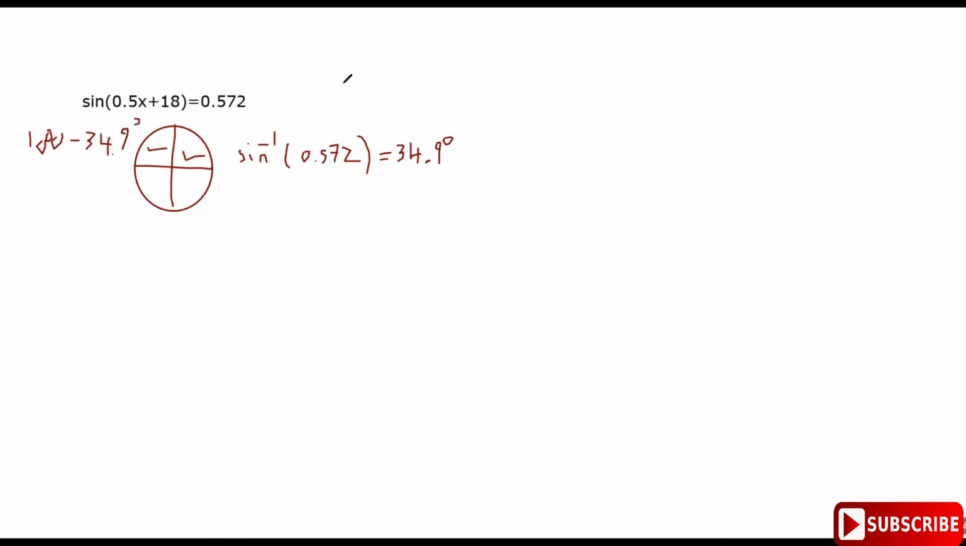180 minus 34.9 degrees. So that means that your half x plus 18 is equal to 34.9 degrees, or your half x plus 18 is equal to the angle in the second quadrant, which is 180 minus 34.9, which is 145.1. So what we're getting is a half x is equal to 34.9 plus 18, which is 52.9 degrees. And then we just multiply through by 2 to get x, which is 105.8 degrees.